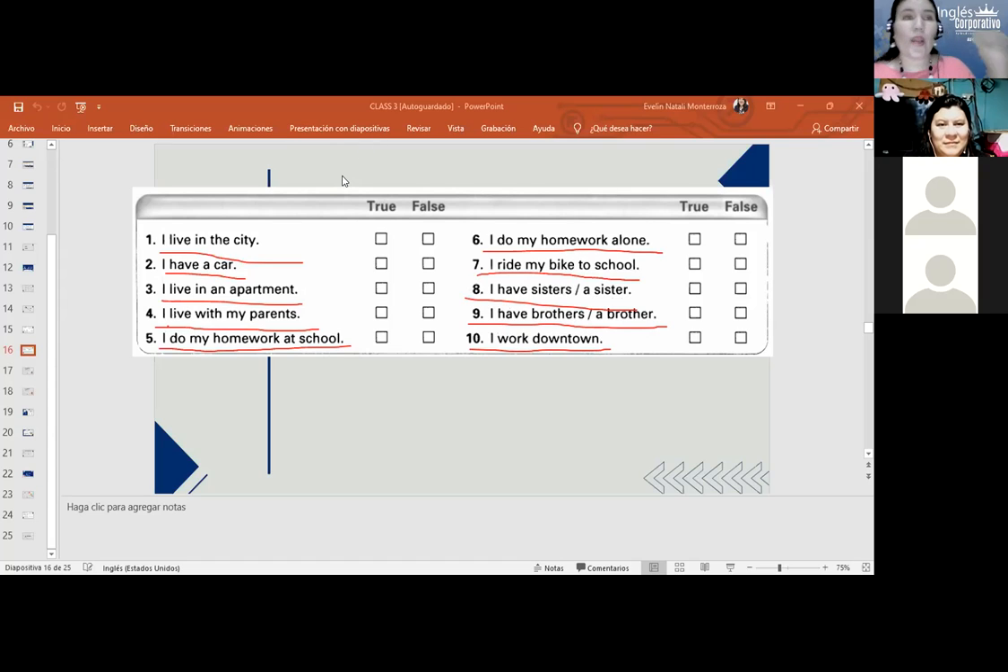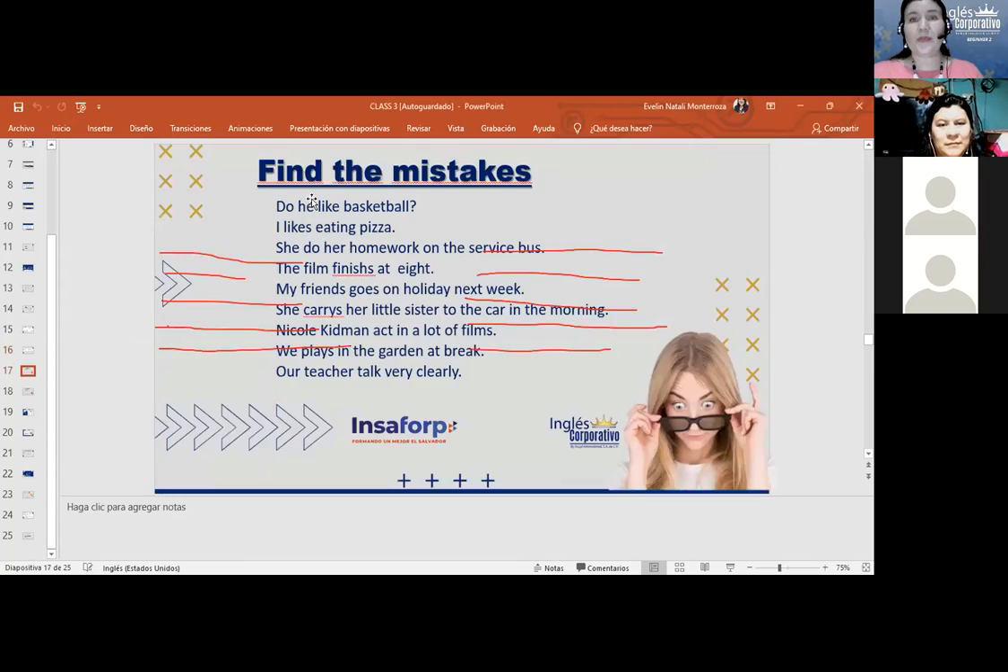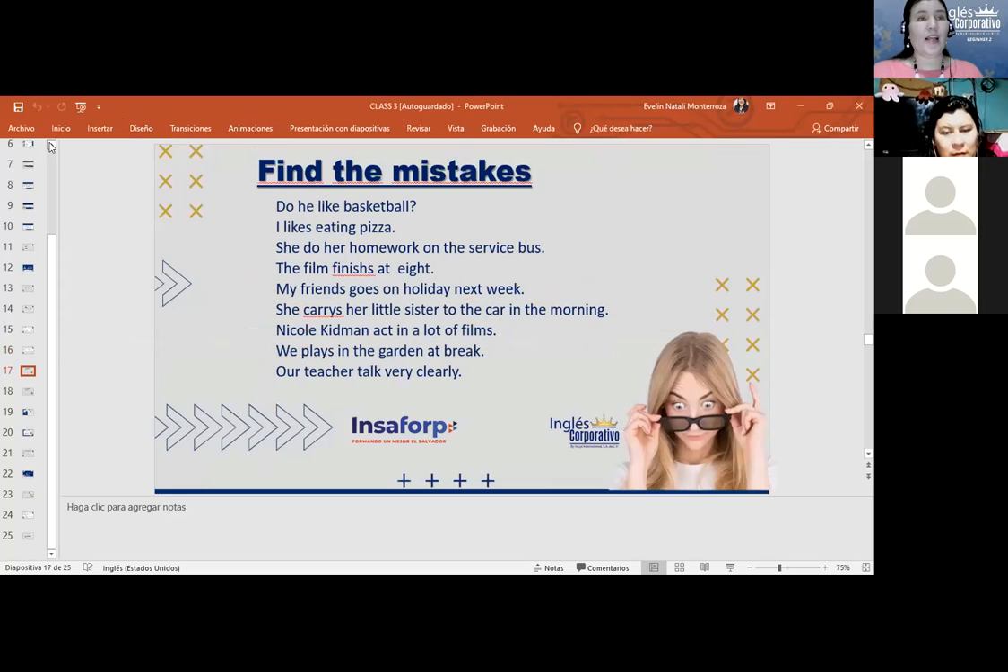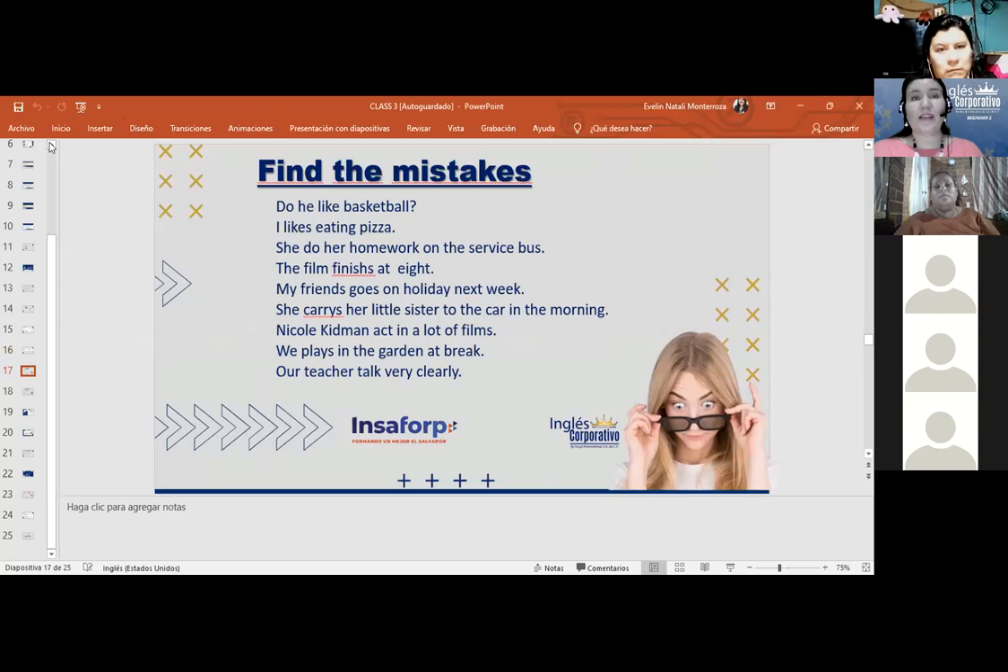Very good. So we're going to go to the next exercise here. And let me see. Okay, la última cámara que se encienda va a contestar la primera.